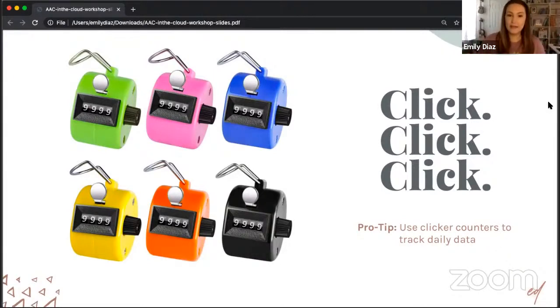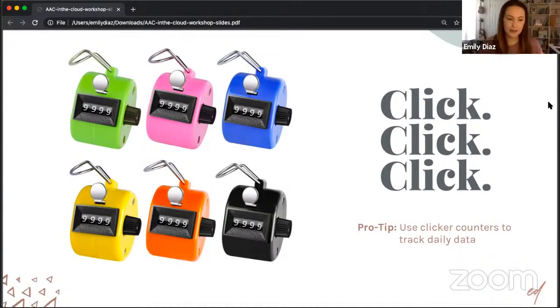We wear these on our lanyards because in the schools you're usually wearing your ID, your keys, probably some visuals, and these clip on there really easily. And it's a fun way for us to track the data.